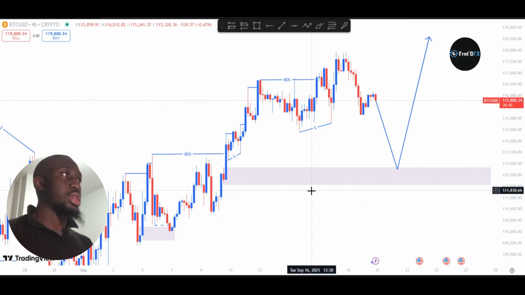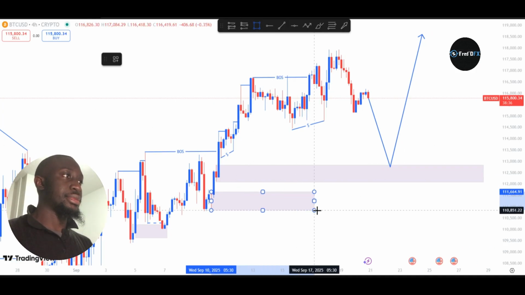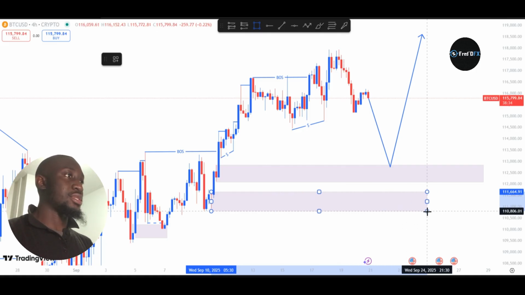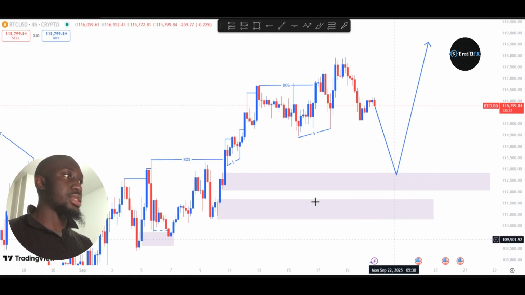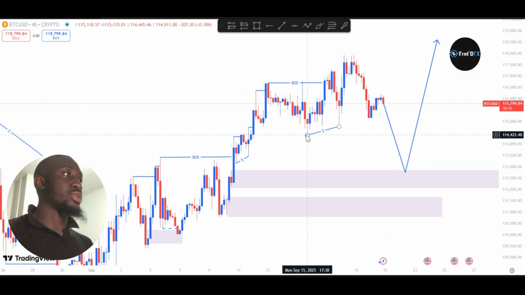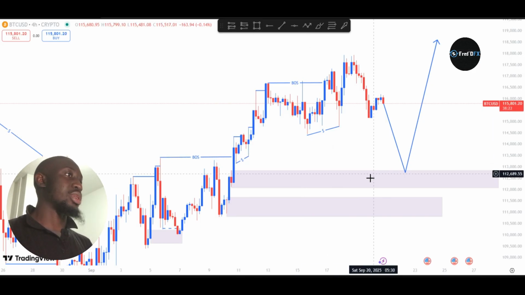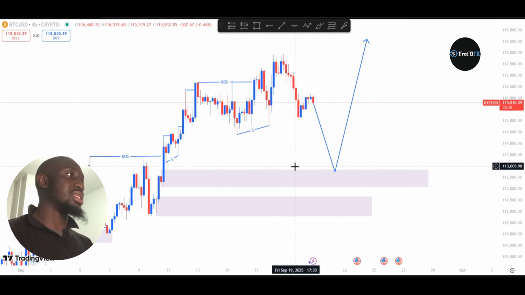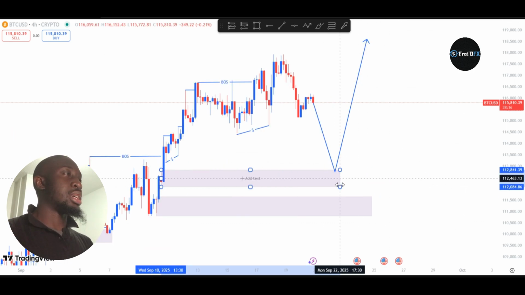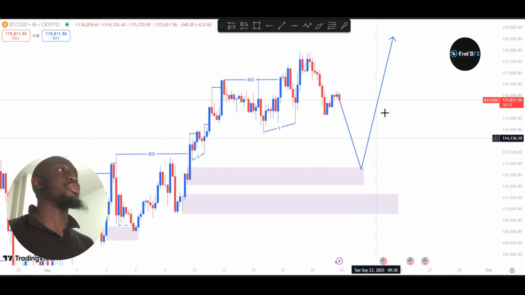I know some of you will be saying, why not this area? I have my reason why I'm choosing this first area. The reason why I'm choosing this first order block is because, first of all, liquidity has been swept already. So here is now, should I say, the surest order block that price is going to mitigate before we expect the bullish run.